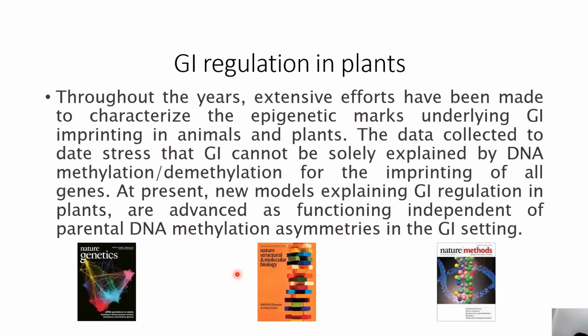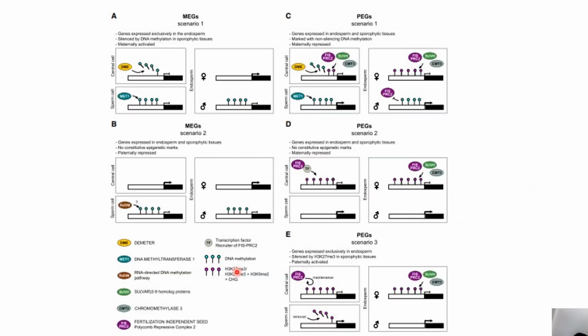Throughout the years, extensive efforts have been made to characterize the epigenetic marks underlying genome imprinting in animals and plants. The data collected to date stress that genome imprinting cannot be solely explained by DNA methylation or demethylation for the imprinting of all genes. At present, new models explaining genome imprinting regulation in plants are advanced as functionally independent of parental DNA methylation asymmetries in the genome imprinting setting. We will not go into much detail.